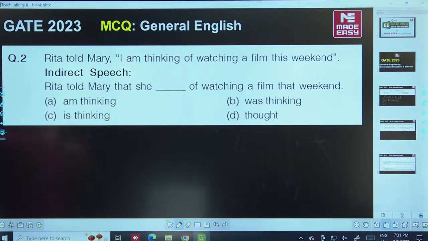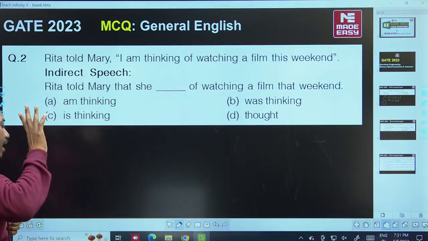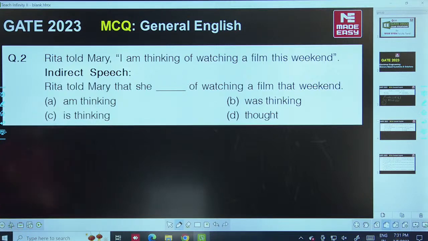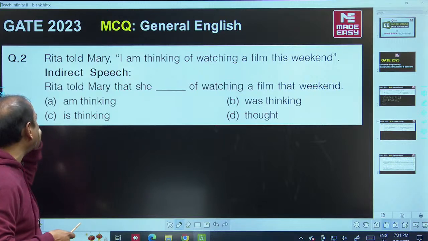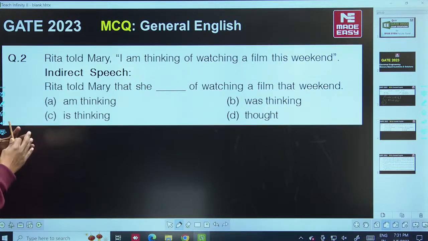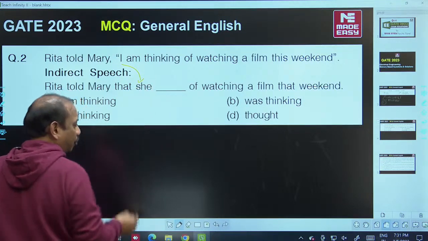When you convert a sentence from direct to indirect, you need to keep a few changes in mind. First the tense changes, the time changes, and then place changes if place is there. Place is not there, so don't worry about it. The person changes. In I am thinking of, I becomes she. Who told who? A girl called Rita told a girl called Mary, and it is the plan of the speaker Rita, so I becomes she. Let me change.